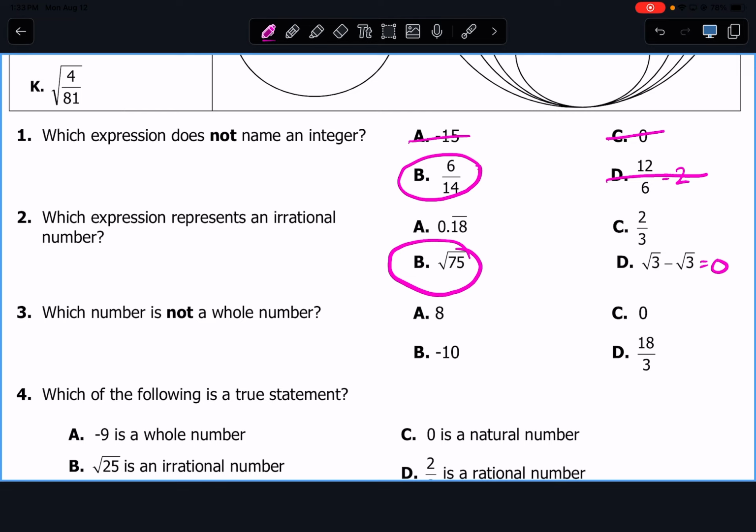Then on the next one, it says, which number is not a whole number? 0 is a whole number. -10. Is all of these B? Those 3 are. I don't think the rest of them are. For this last, why wasn't D? Because you need to divide it down. It'll just be 6.